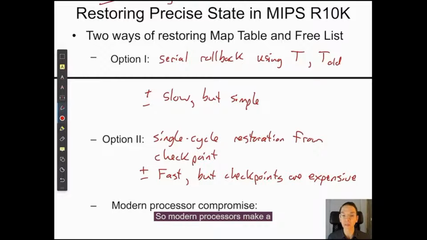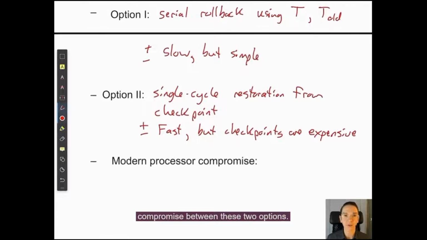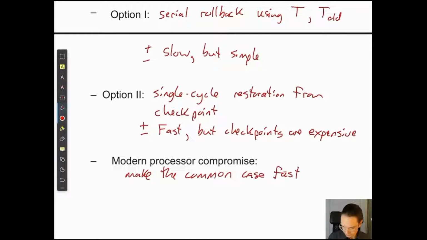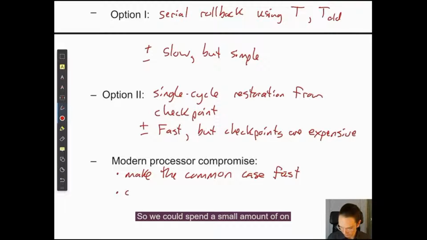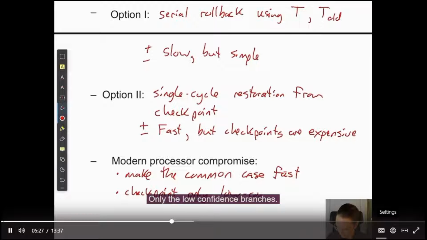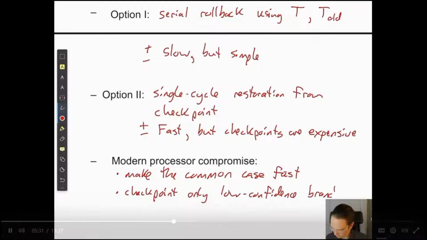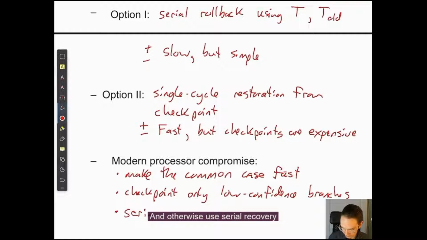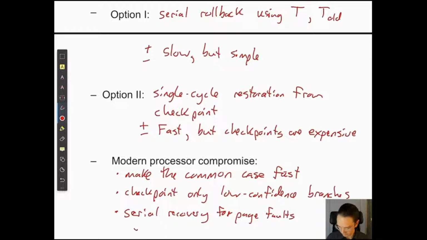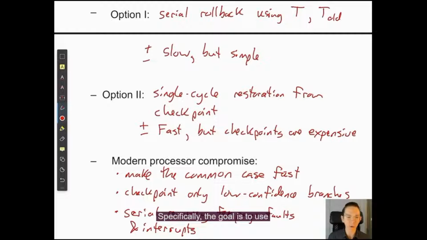So modern processors make a compromise between these two options. And we've seen this goal before. We should spend our resources and engineering efforts to make the common case fast. So we could spend a small amount of on-chip resources, of area, to checkpoint only the low confidence branches. And otherwise use serial recovery, option one, for page faults and interrupts. Specifically, the goal is to use this serial recovery rarely, so we're expecting rare rollbacks.